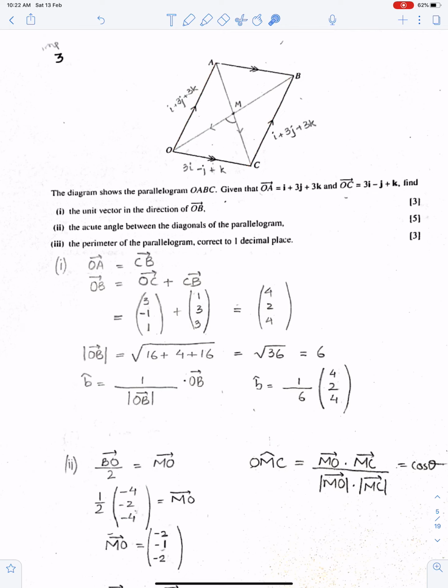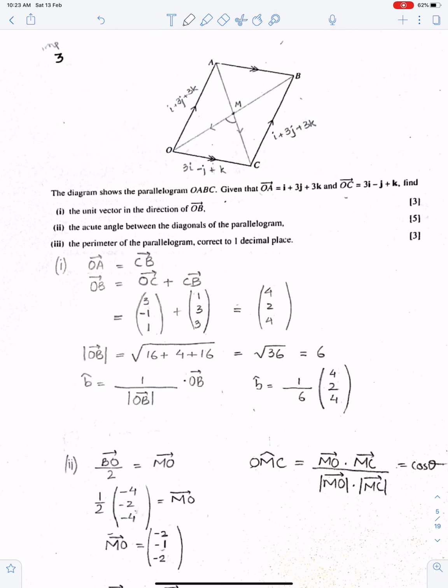So, number 1, we need the unit vector in the direction of OB. First, we need vector OB. And we can get vector OB in this way, OC plus CB. So this is vector OB. And you all know the formula of the unit vector. When we divide a vector by its magnitude, we can get the unit vector. So first get vector OB, this is vector OB, then get its magnitude, and then use this formula. This is the formula of the unit vector.